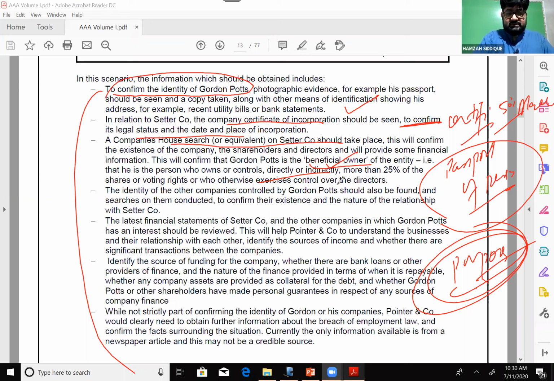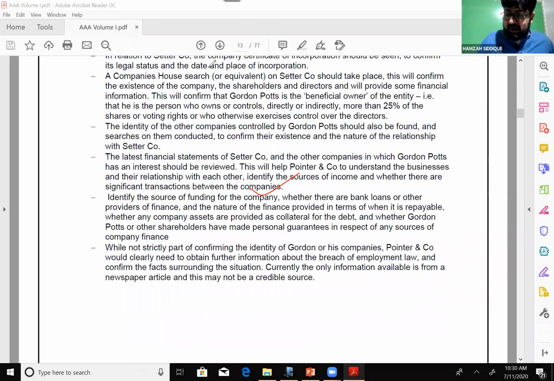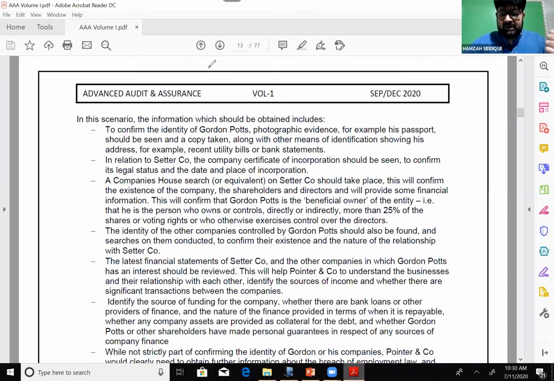Now, next. Identify the source of funding for the company, whether bank loan or otherwise. What are the sources of funds? Then information about breach of compliance laws, any laws, whatever is available. So in this way, the information will help us to identify the company, what the company is.